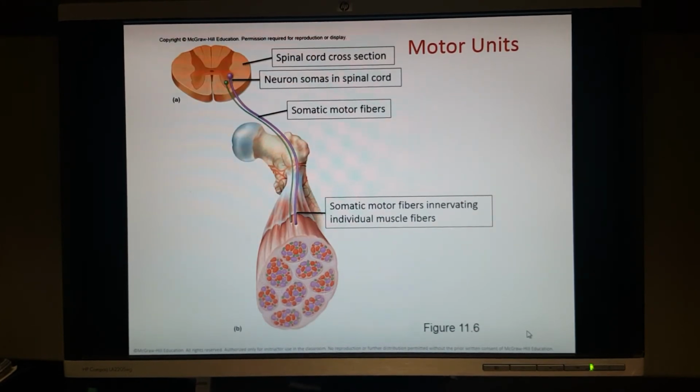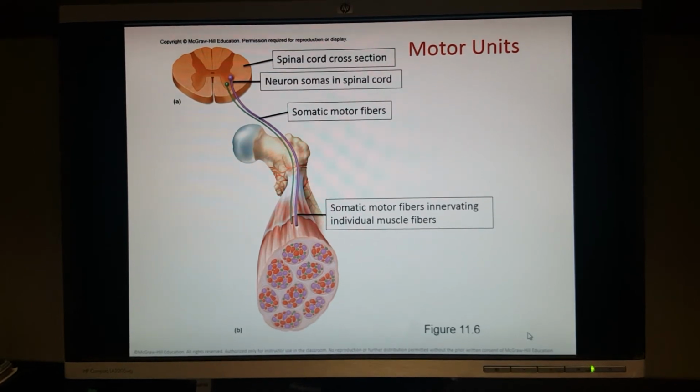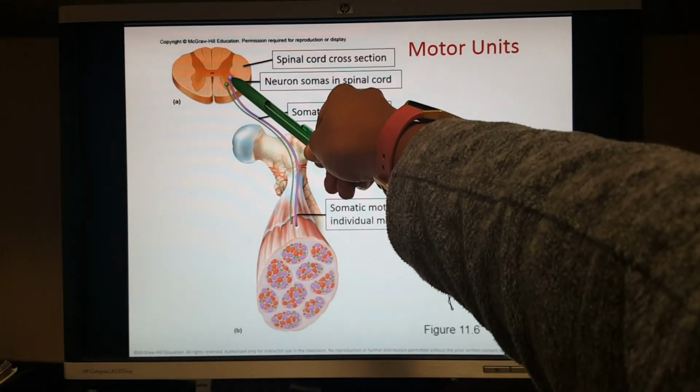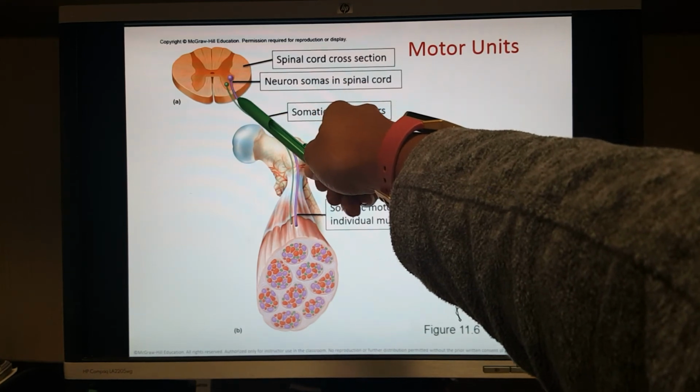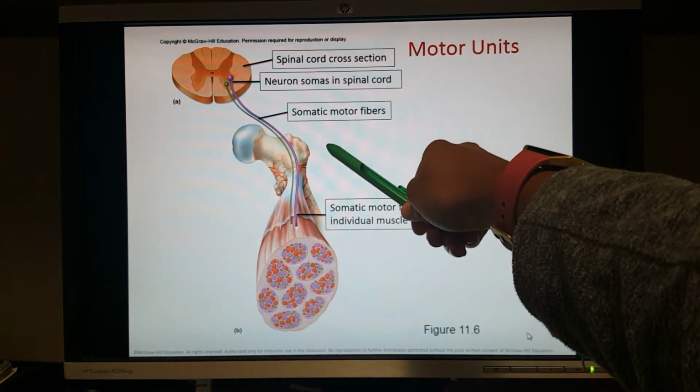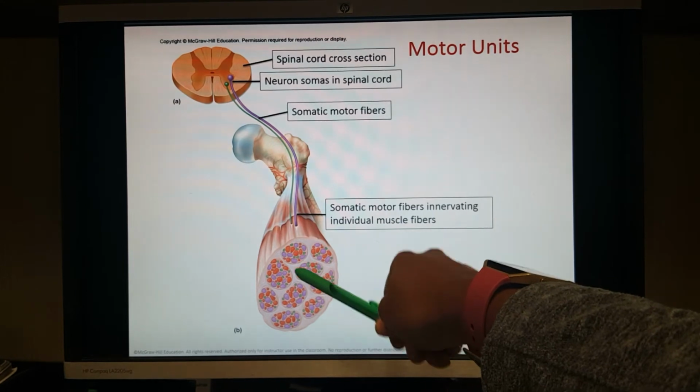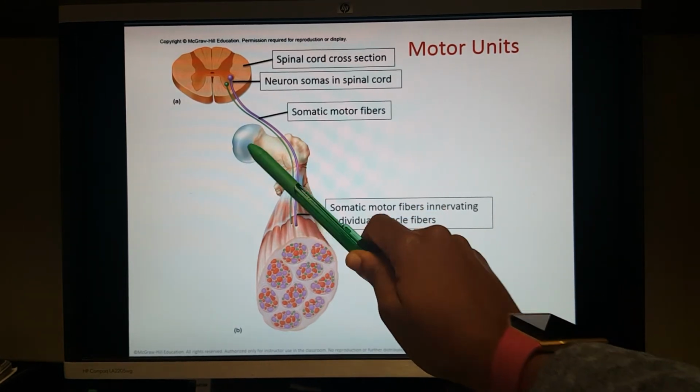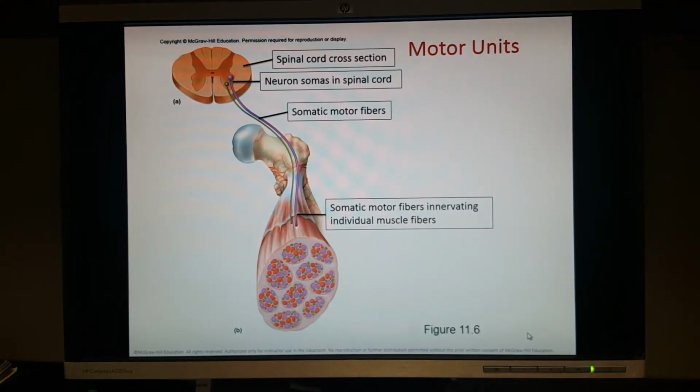So here's a prettier picture of the motor unit. Starting in your spinal cord that is located inside your vertebrae are the neurosomas, so the cell bodies for your neurons. Then the axon travels out through the nerves, eventually targeting the muscle, and all of the muscle cells that are targeted by that neuron make up the motor unit.